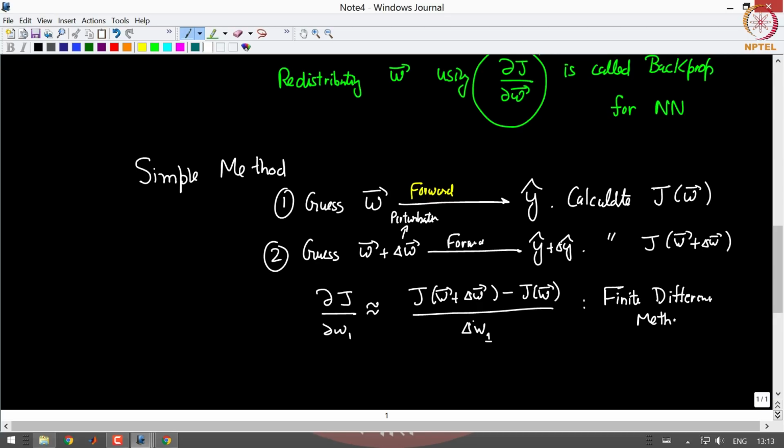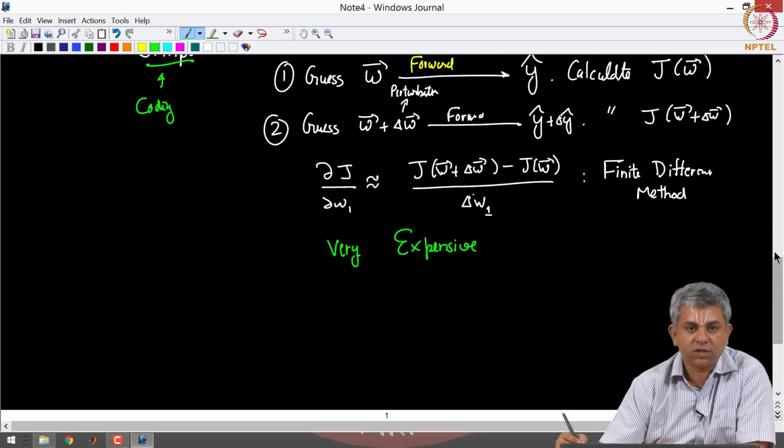Okay. Now, what is the problem here? Why not use this always? The problem historically with neural networks was that, even though it is simple in terms of coding, it is very simple to code, but it is very expensive. Why is this expensive?